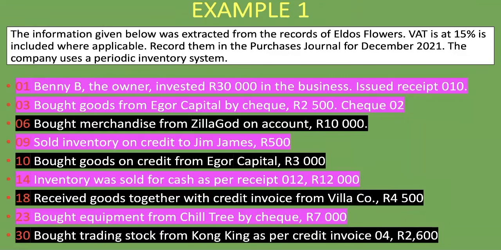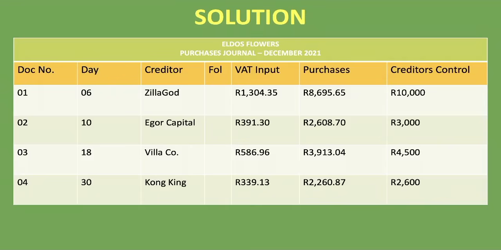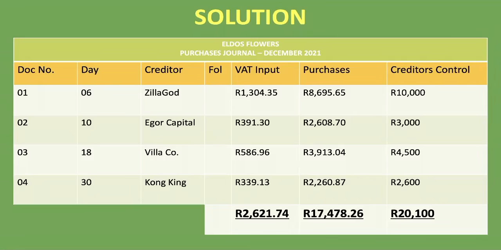And as you can see, we've taken into account all the transactions that we were given, and we've just completed it. I hope it has made sense here. Now all we need to do is to go back to our purchases journal and total up our VAT column, our purchases column, and our creditors control column. And here we go. It gives us those amounts, and you have just completed your purchases journal. I hope it has made sense, and I hope you got it correctly, or you were able to pick up where you may have got it incorrectly if you attempted the question on your own.